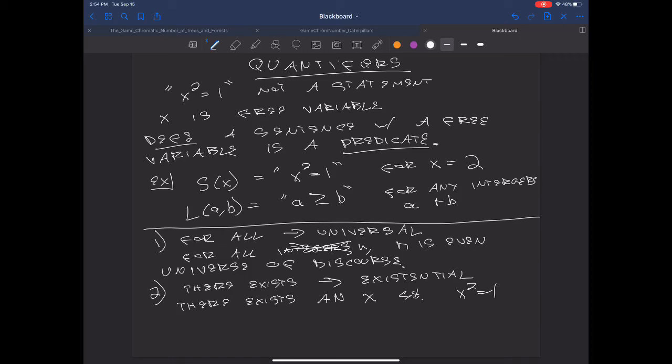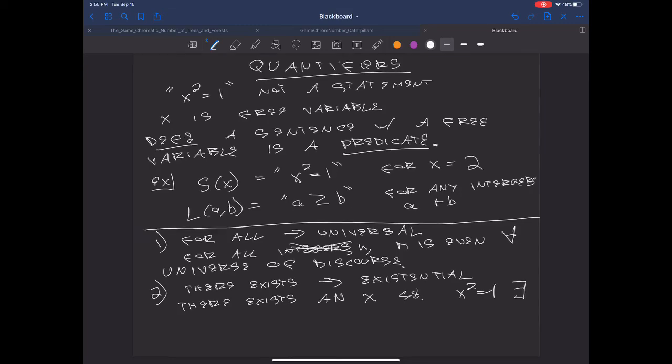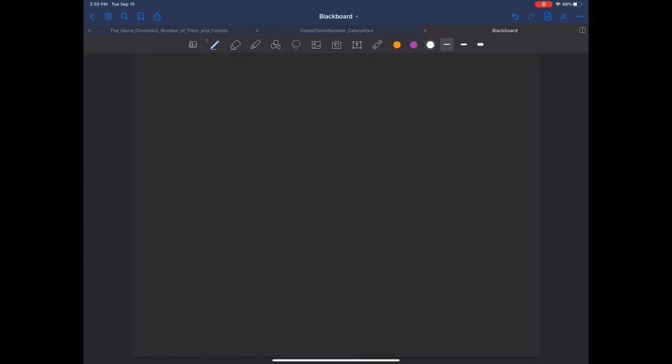We have some symbols to represent this. For all reads as an upside down A, and there exists is a backwards E, okay? Almost always there exists is followed by a such that. So there exists an x in some set such that your predicate is true, or such that your predicate is false, such that some particular statement involving x. So these are our quantifiers.